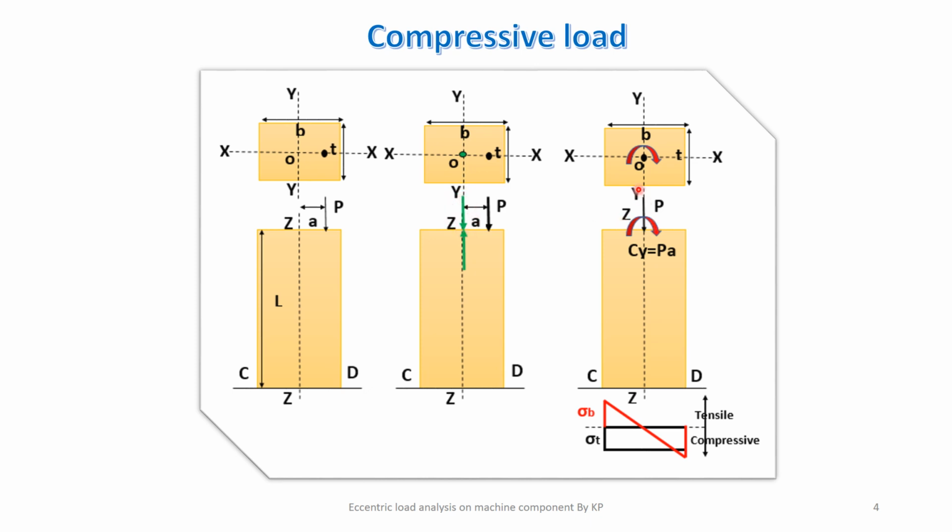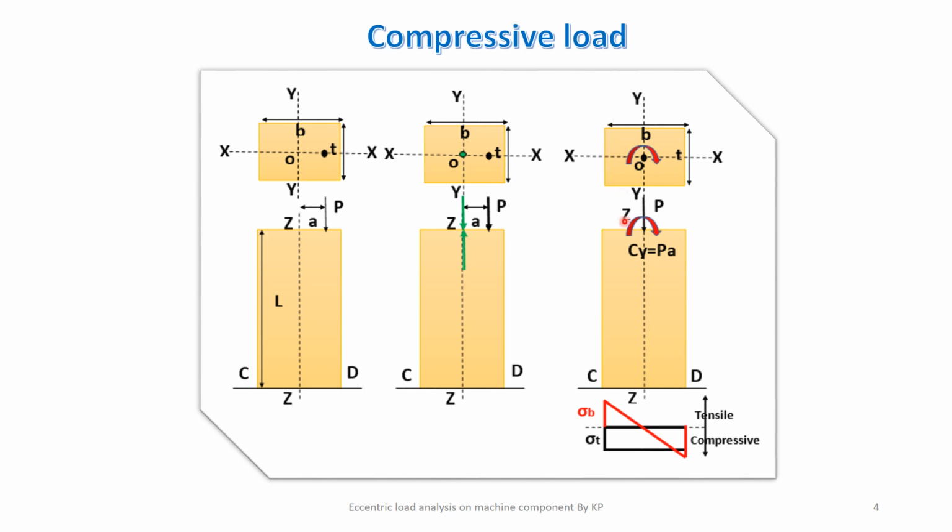So here at the center the remaining load is compressive, as well as one clockwise couple whose value is PA. This clockwise couple about the YY axis will produce a compressive stress on this side and on this side along the length, and here on the left side it will produce a tensile stress along the length as well as along this cross section dimension.